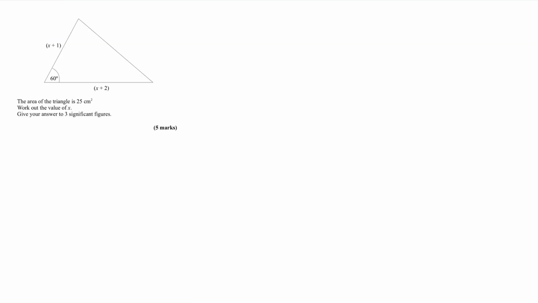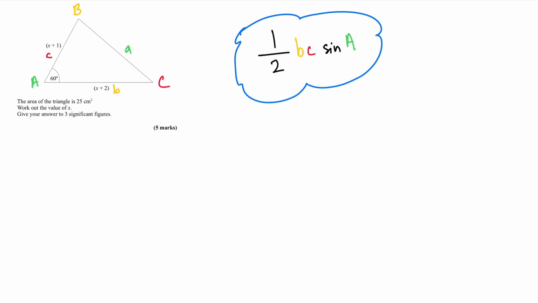And so let's do a more difficult question. Here we have a triangle that has the sides x plus 1 and x plus 2 and the angle 60. They give you the area of the triangle as 25, and we want to find out what x is. So as always, we mark on A, B, and C, and that's our formula. So this time we're going to use half bc sine A because we have the lengths b and c, and then we have the angle A.